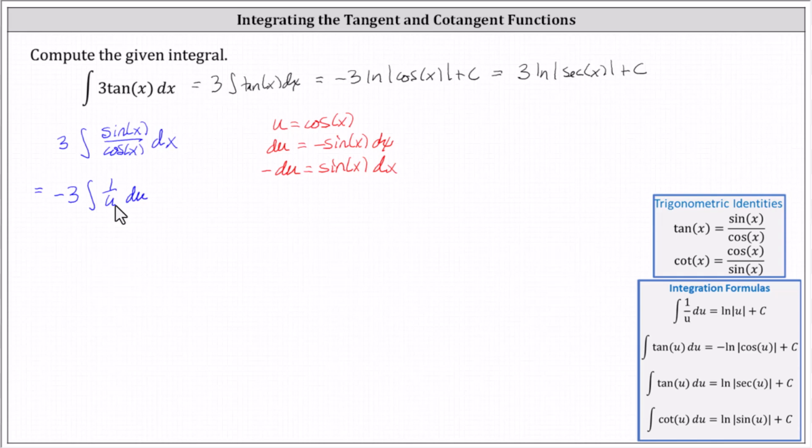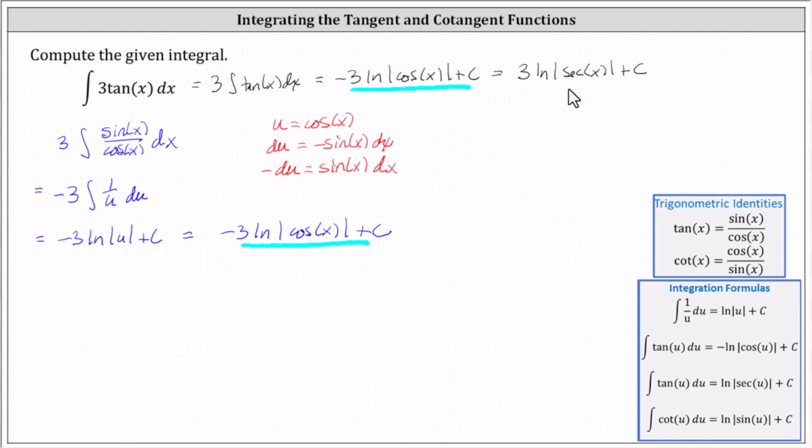And we know the integral of 1 divided by u equals natural log absolute value of u plus c, which indicates the antiderivative with respect to u is negative 3 natural log absolute value of u plus c. And since u equals cosine x, we can write the antiderivative as negative 3 natural log absolute value of cosine x plus c, which matches the antiderivative from the first integration formula.